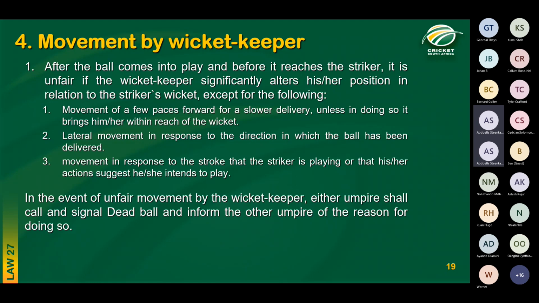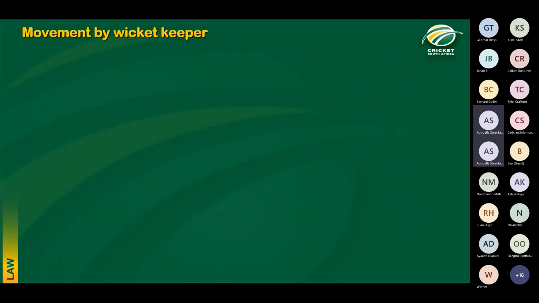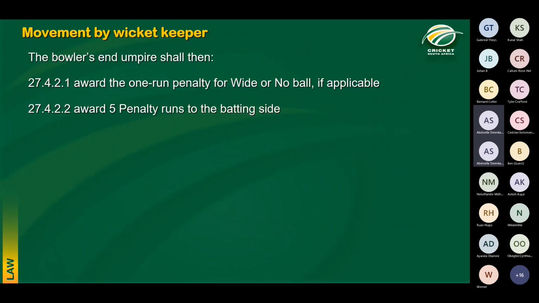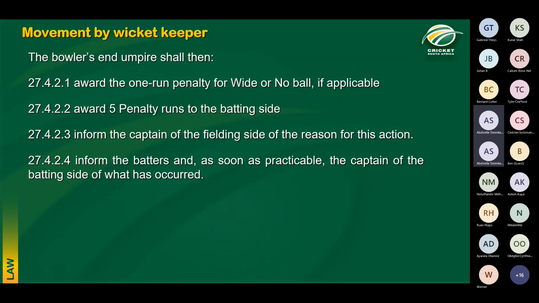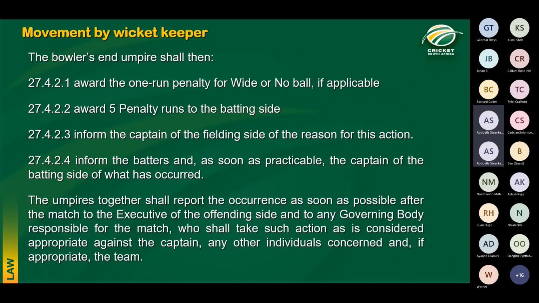In the event of unfair movement by the keeper, either umpire is to call and signal dead ball. Also, there's further punishment. If there was a wide or no ball, that will always apply. 5 penalty runs will be awarded to the batting side. So there's a fairly big punishment if there's unfair movement by the wicketkeeper. You'll inform captains and batters, and a report also needs to be sent to the governing body.